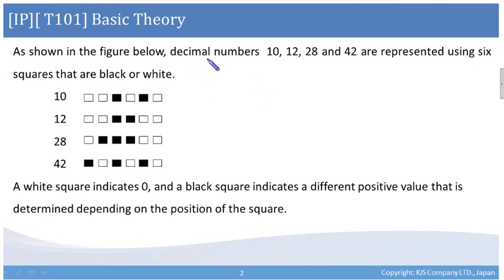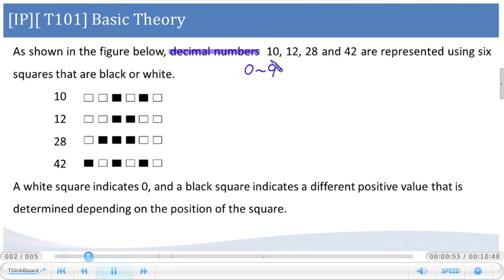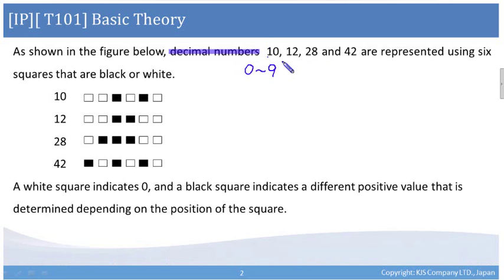First of all, let's look at decimal numbers. Decimal numbers are numbers which are represented using numbers between 0 to 9. So 0, 1, 2, 3, 4, 5, 6, 7, 8, 9. These are the numbers we use every day. So they would be represented like 10, 12, 28, and 42, just like shown here.